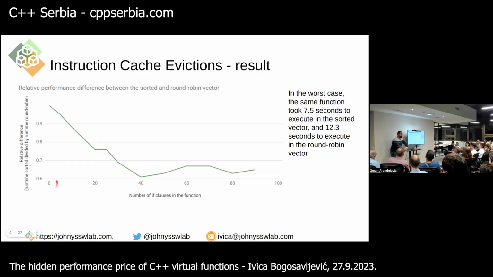And this is the number of if-else clauses. I go from 0 to 100. You see when the function is small, it doesn't matter. But as I increase the number of if-else clauses, it goes down to about 0.6. In the worst case, the same function took 7.5 seconds to execute in the sorted vector and 12.3 seconds to execute in the round robin vector. So this is the worst case of 40 if-else. This is for the large loops.